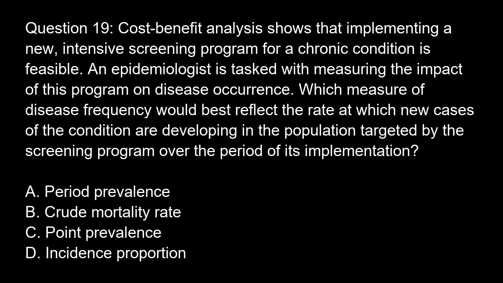Question 19. Cost-benefit analysis shows that implementing a new, intensive screening program for a chronic condition is feasible. An epidemiologist is tasked with measuring the impact of this program on disease occurrence. Which measure of disease frequency would best reflect the rate at which new cases of the condition are developing in the population targeted by the screening program over the period of its implementation? Option A, period prevalence. Option B, crude mortality rate. Option C, point prevalence. Option D, incidence proportion.